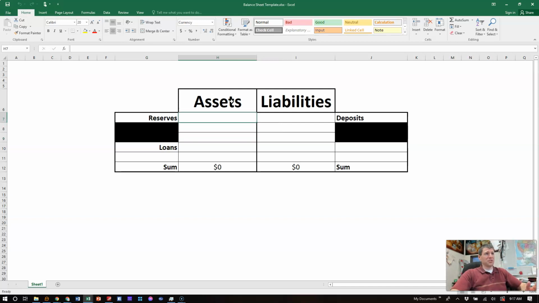Now this is called a balance sheet, and what we mean by the whole balance part is the two sides have to equal each other. So assets have to equal liabilities. All right. So let's say that a particular bank has $100,000 on deposit, all right?